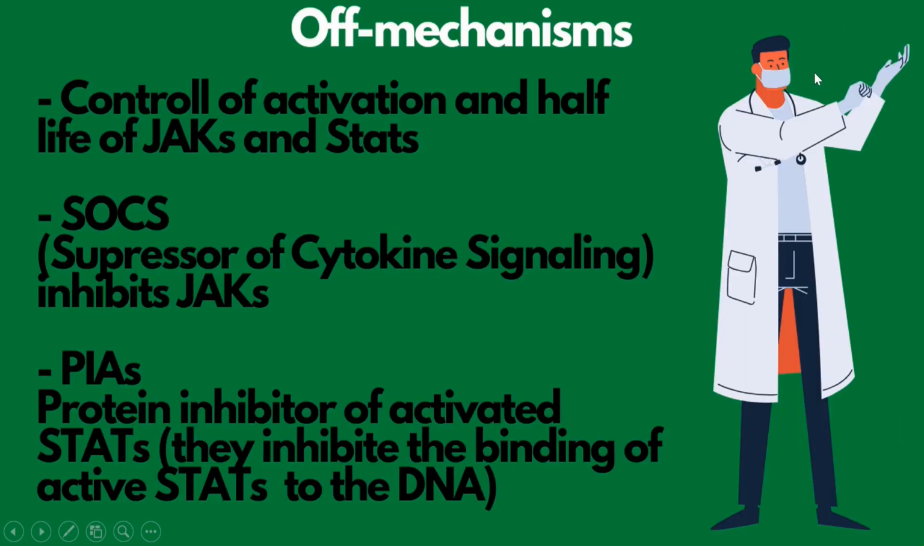Of course, if we generate a signal, we have to somehow turn it off, and there we have different mechanisms. We can control the activation and half-life of JAKs and STATs. We have this suppressor of cytokine signaling enzyme, which is produced whenever the STATs are activated and it inhibits the JAK kinases. And we have other proteins, for example, the PIAS. This is a protein inhibitor of activated STATs. So this protein will not allow the STATs to bind to the DNA.